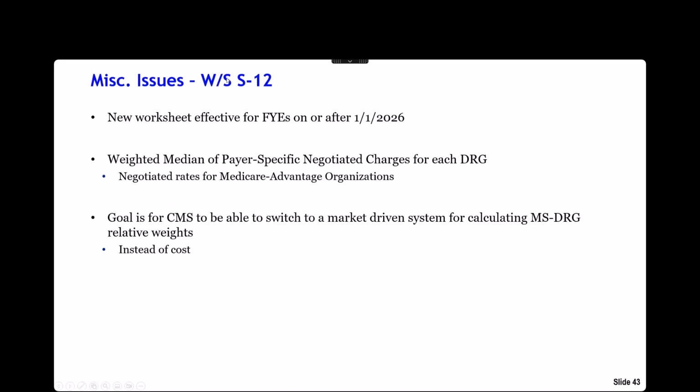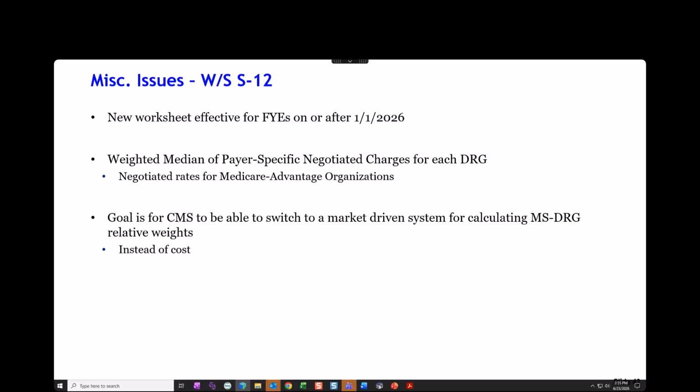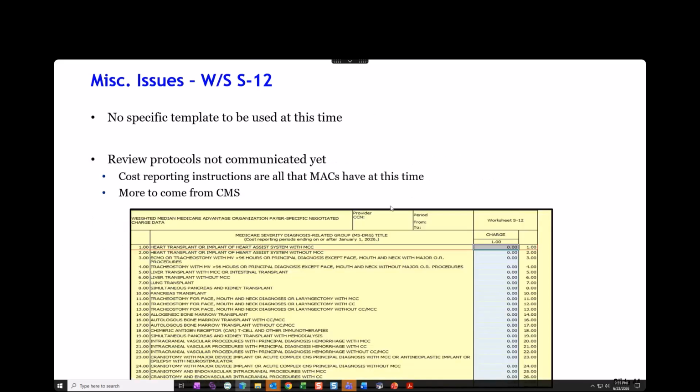So what they're looking for you to fill out on worksheet S-12, which, by the way, I have a screenshot of on the next slide, is a weighted median. It's not an average. It's not a mean. It's a median. So it's the middle value of payer-specific, in this case, insurance company-specific negotiated charges for each DRG. This is what S-12 looks like. It has every single possible DRG with its explanation, and it wants that median charge to be reported here.